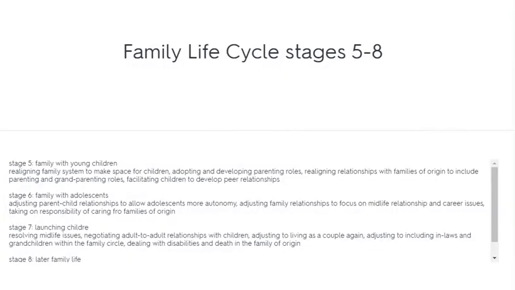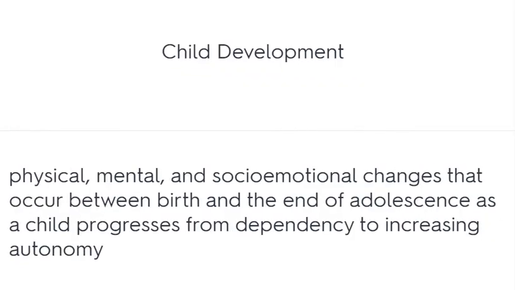Family life cycle stages 5 to 8. Child development. Physical, mental, and socio-emotional changes that occur between birth and the end of adolescence as a child progresses from dependency to increasing autonomy.